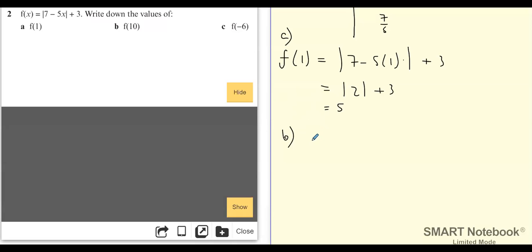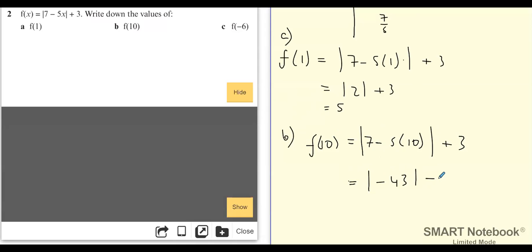If I now do f of 10, I'm going to do modulus of 7 minus 5 times 10, plus 3. So I've got modulus of minus 43 plus 3, and the size of minus 43 is 43, plus 3 is going to be 46. Okay, so that's good.